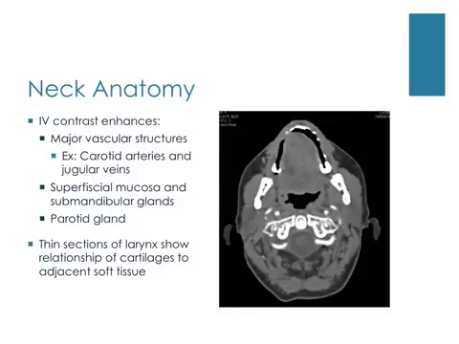For neck anatomy, IV contrast is usually used to enhance the certain structures that are being focused on. Some major vascular structures that are usually imaged with the IV contrast include the carotid arteries and the jugular veins. Superficial mucosa in the submandibular glands and the parotid glands are also shown well with IV contrast in the neck. Thin sections of the larynx show relationship of the cartilage to the adjacent soft tissue in the neck.